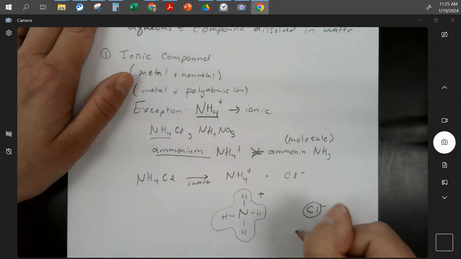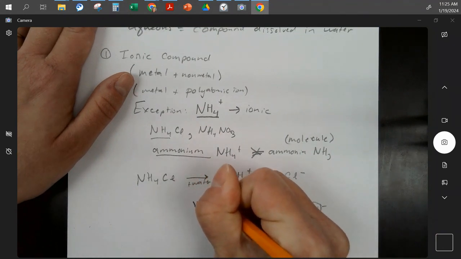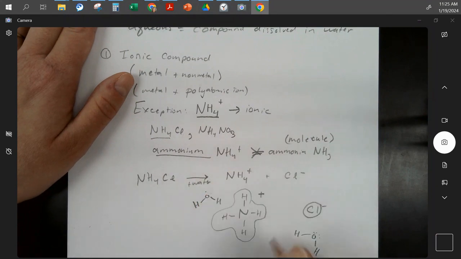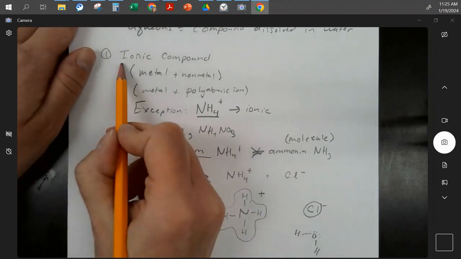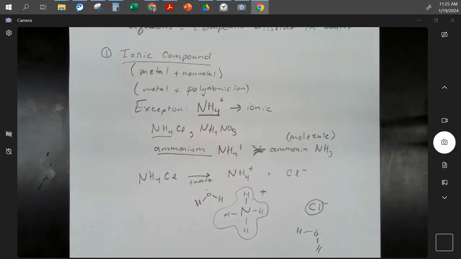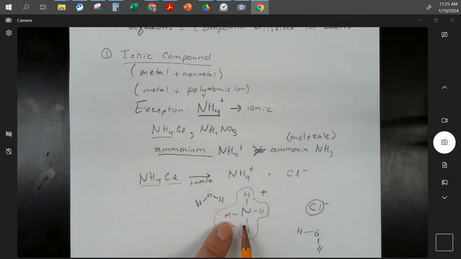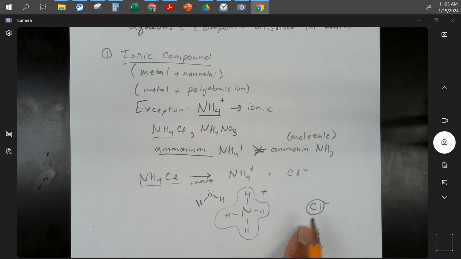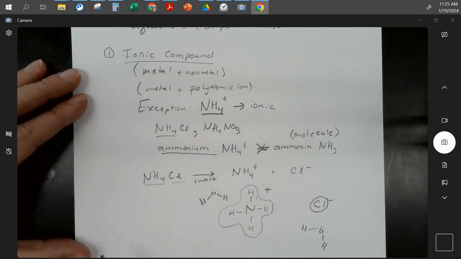If it's in water, then we would also have water molecules floating around. Okay. So we need water, we need this ion, and we need this ion. So that's what we'd be looking for if it's ionic. The other thing is, this is a 1 to 1. For every 1 positive charge, I need 1 negative charge. So anytime I see this, I better have a chlorine floating around somewhere, okay? So if it's ionic, it breaks into pieces.